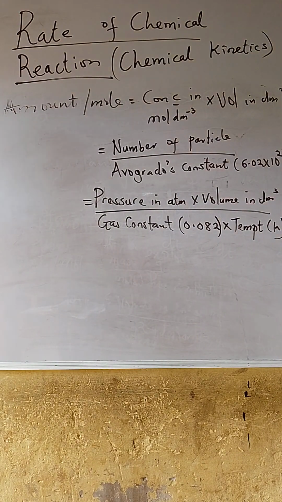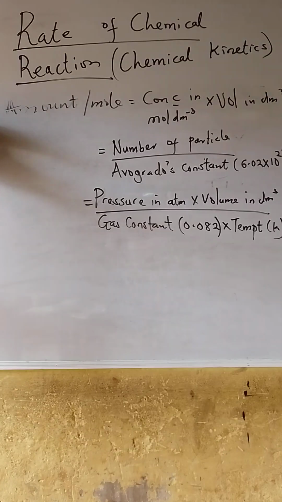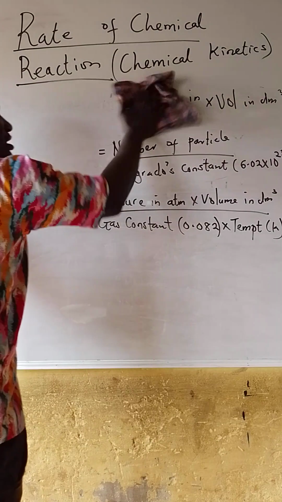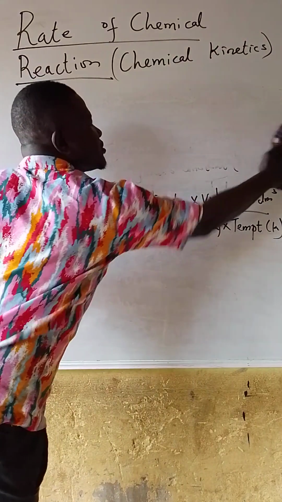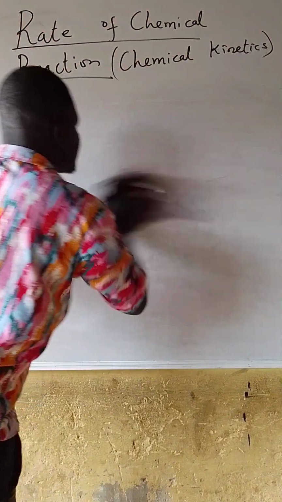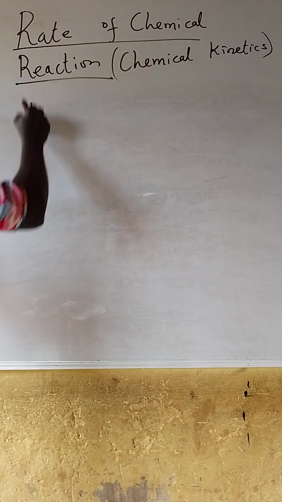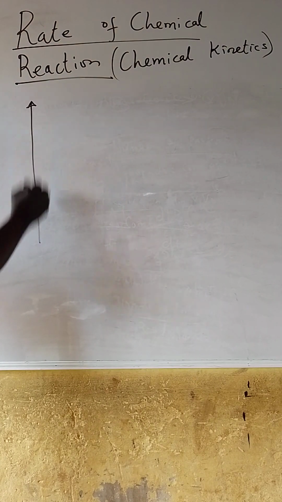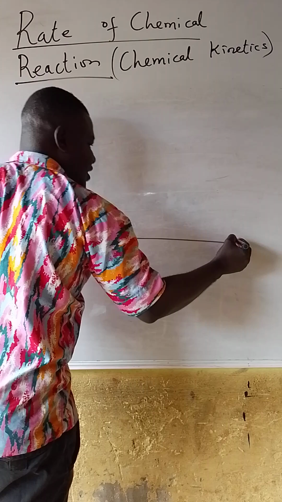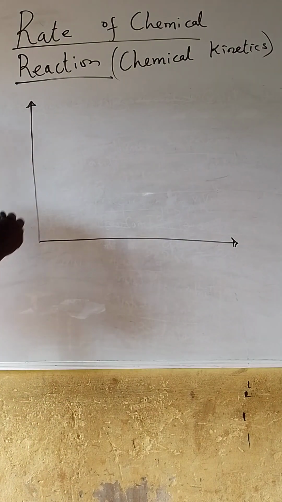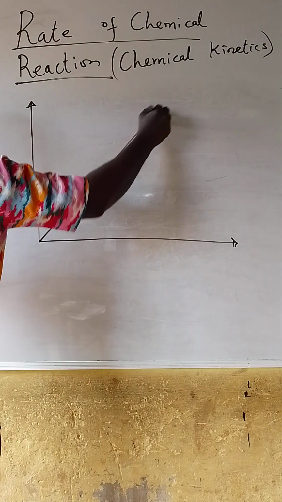We said that the rate of reaction is the rate at which the reactants are being used up, or the rate at which the product is being obtained. Now this is the rate curve. You can use the gradient to find the rate of reaction. You can take the gradient.